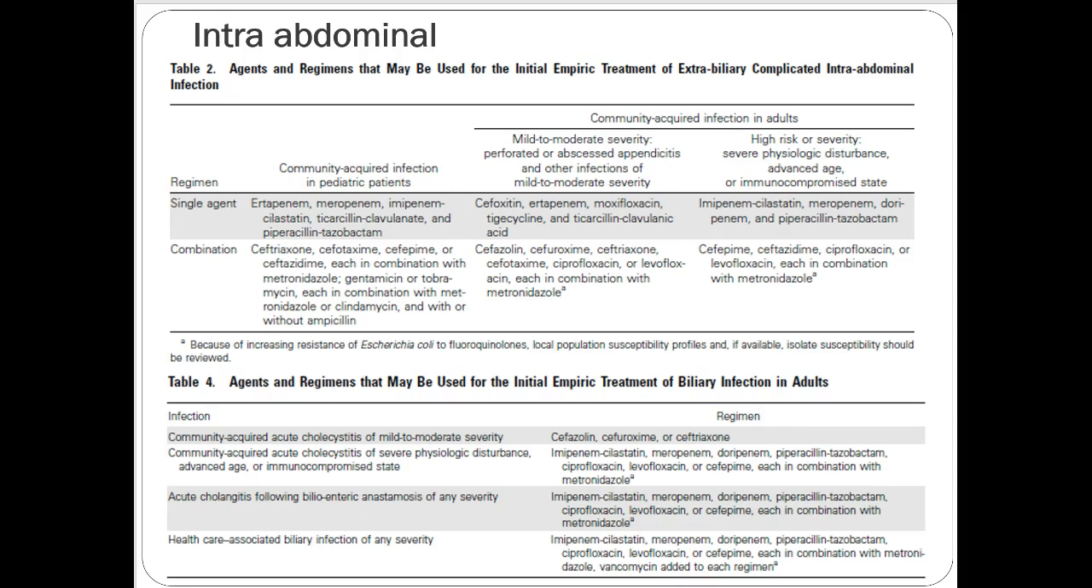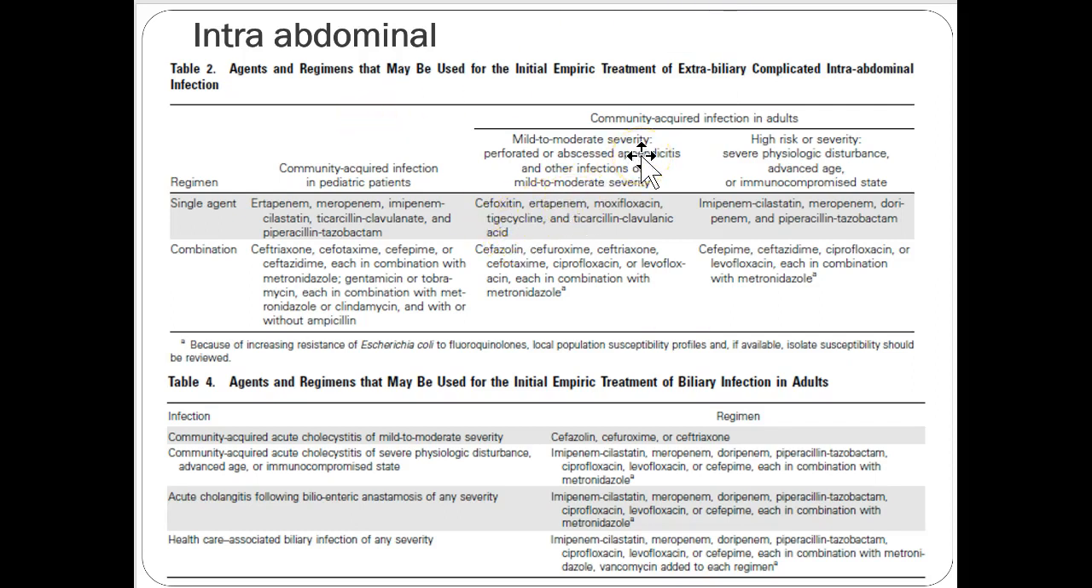Again, I've got a bit of a confusing chart, but I really like it because I think it's pretty comprehensive, and I'd spent some time just reading over it. This is from the IDSA guidelines. The thing to remember about intra-abdominal infections is really you want to cover for your basic intra-abdominal infection. So let's stay in the mild to moderate severity category here, and we're going to avoid pediatric. We don't care about them right now. We're only talking about adults.